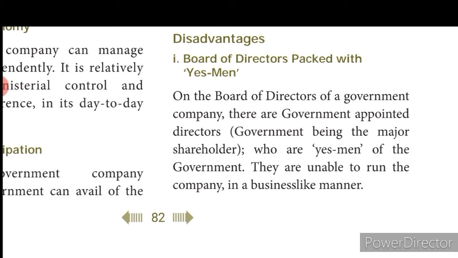So they are actually the people who become the director of a government company. They are actually the people who are appointed by the government. So it is not that they are the people who already contributed the majority of the shares, right? And so they are not able to run a business. They are not able to concentrate on how to do a business, and it doesn't look like a business. The next one is autonomy.